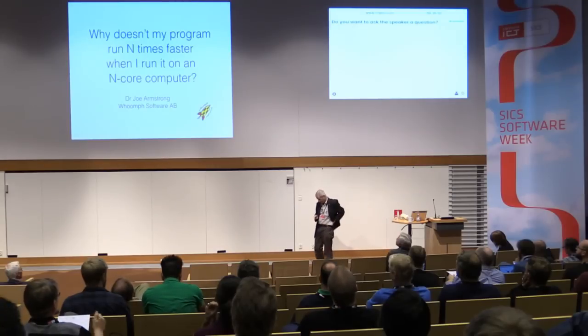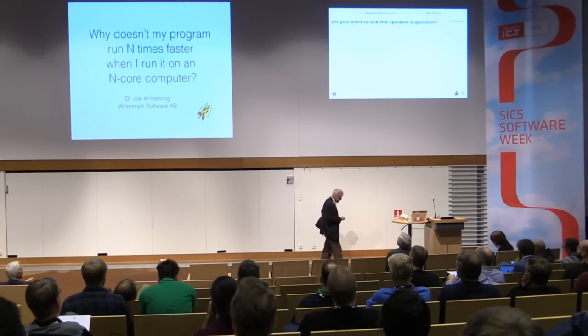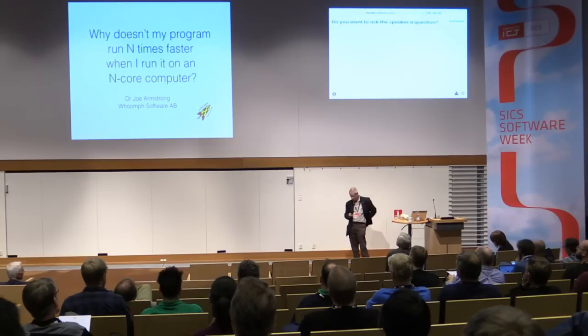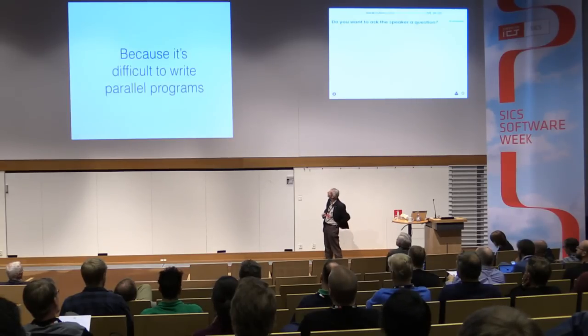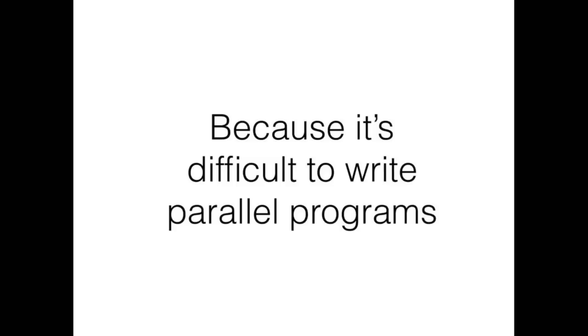Why doesn't my program run faster when I run it on an n-core computer? And that's because to do so, I would have to write a parallel program. And it's difficult to write parallel programs. It's extremely difficult to write parallel programs. To start with, most programmers don't understand the difference between a parallel and a concurrent program. In one of my books, I spent a long time explaining the difference between concurrency and parallelism.